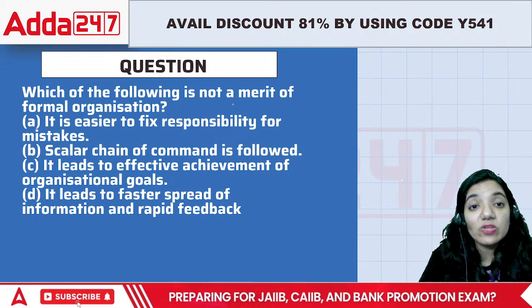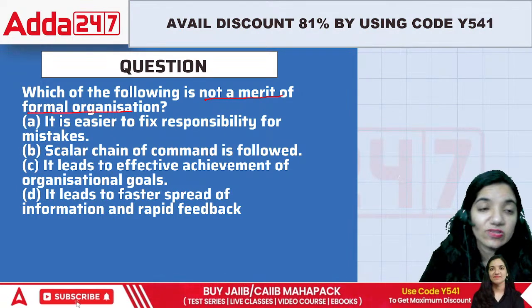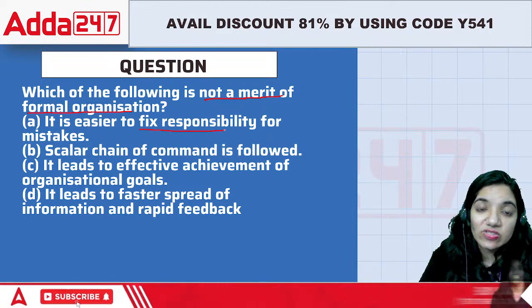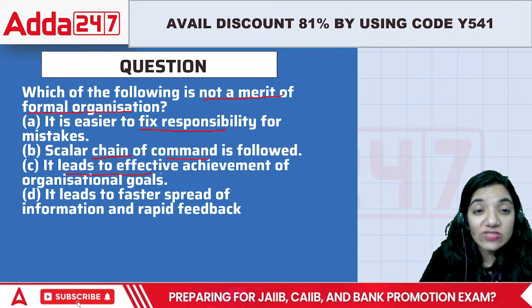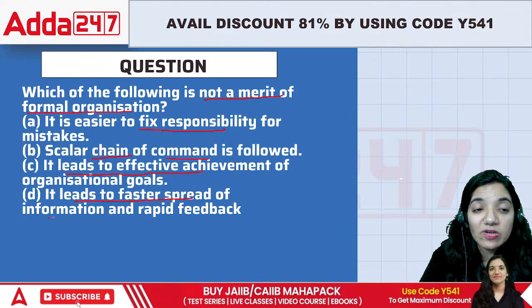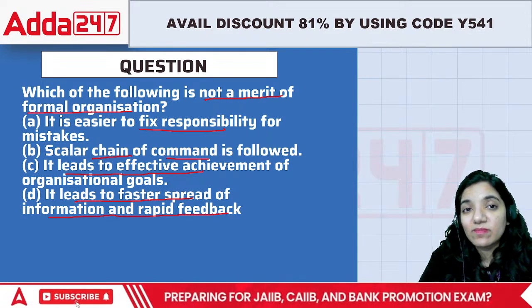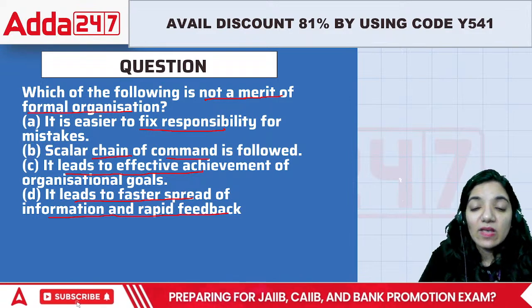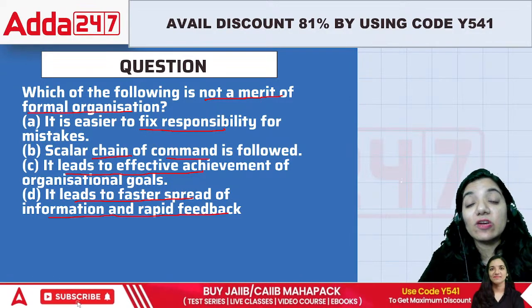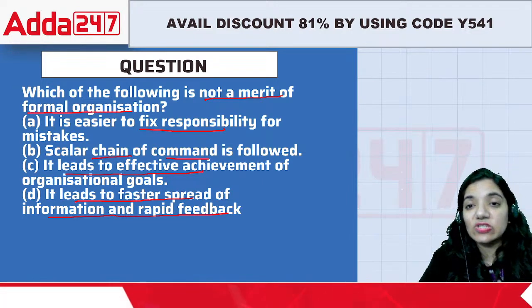Next question, which of the following is not a merit of formal organization? It is easier to fix responsibility for the mistakes. Scalar chain of command is followed. It leads to effective achievement of organization goals, or it leads to faster spread of information and rapid feedback. Among the following, which is not a merit of formal organization? Formal means which arises out of the organizational hierarchy.